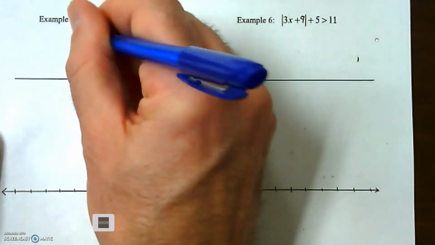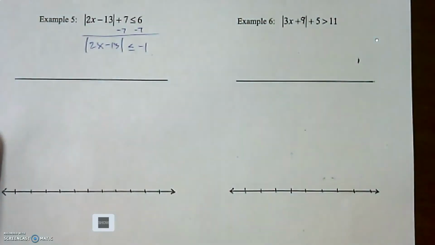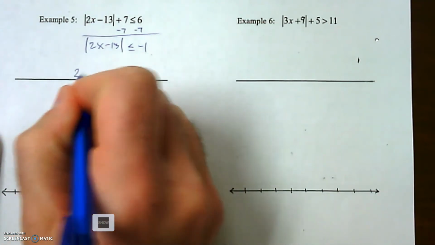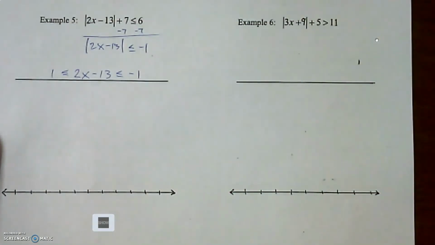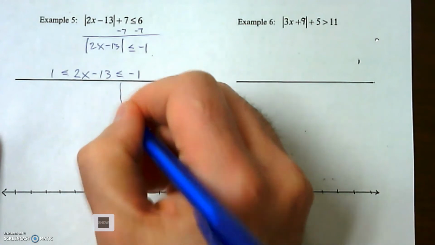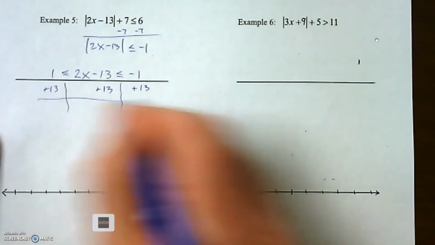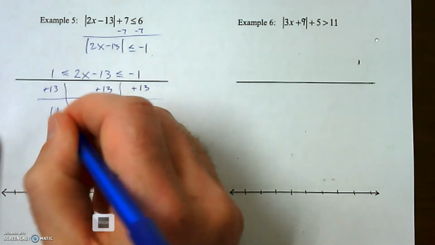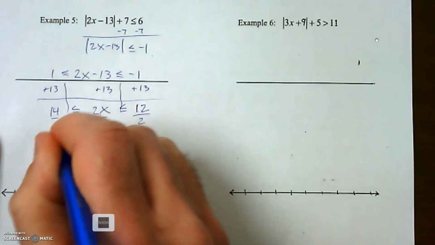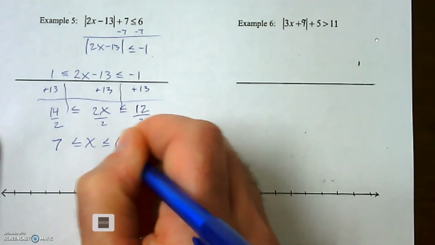Isolate the absolute value. Absolute value of 2x minus 13 less than or equal to negative 1. Now I can rewrite it. Less than, that's an and problem. 2x minus 13 less than or equal to negative 1. Same symbol. Put a positive 1 there. Okay, so to get x by itself, it looks like 2 steps. Add 13. That's 12. That is 14. Divide everything by 2. That's a 7. And that is a 6.